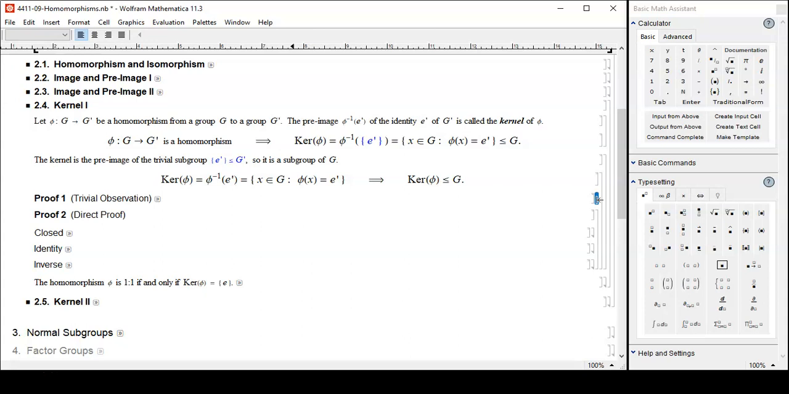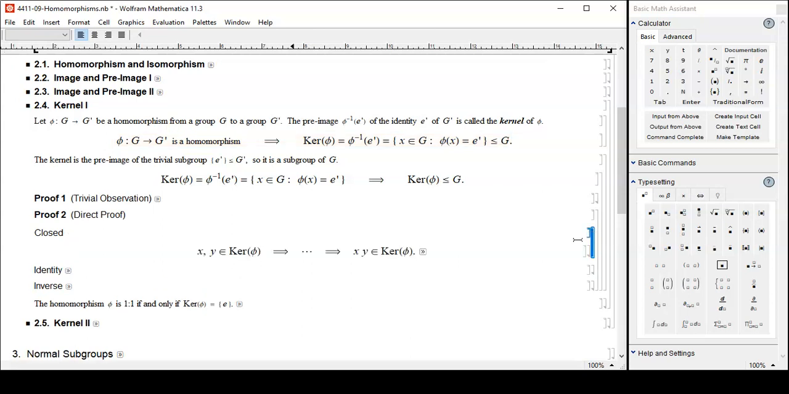What do you mean by closed under the group operation? Take any pair of elements from the kernel. I mean, these are too confusing, so let's go back to the original expression. Okay, choose two elements from here, and then apply the group operation. It has to be back in this kernel. That's what you have to prove.